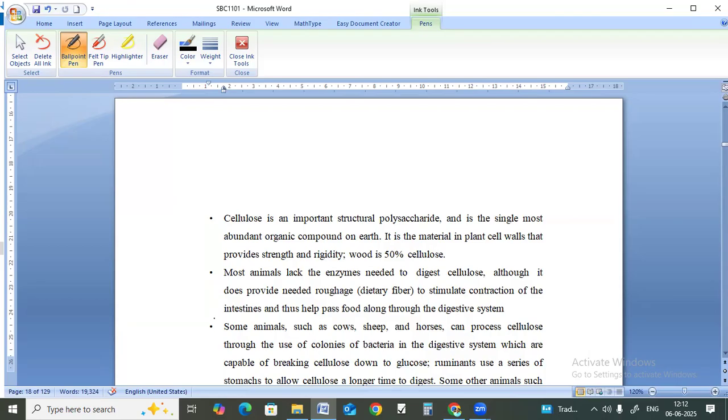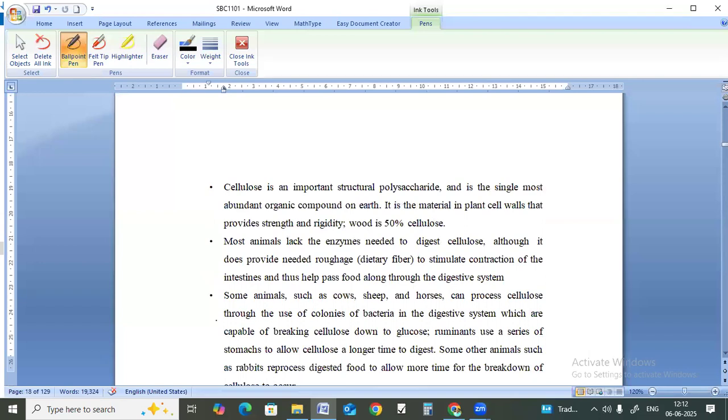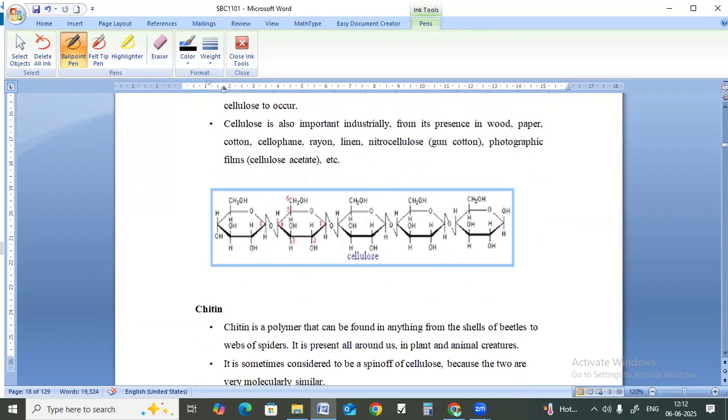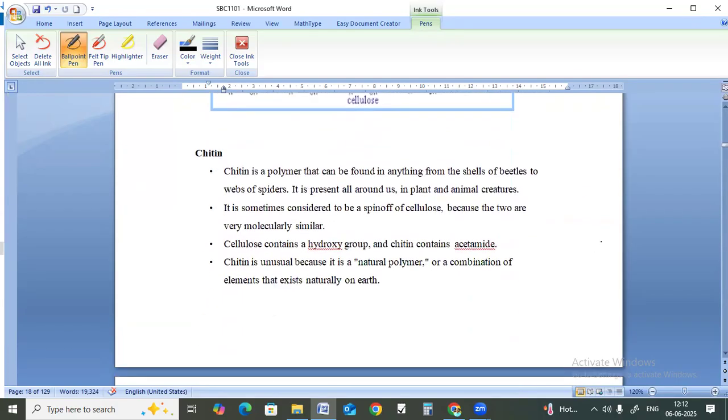Most animals do not have the enzymes to digest the cellulose. Only the ruminants have the cellulase enzyme, which helps to break down the cellulose. This cellulose is also important in the industrial area because it is used in wood, paper, cotton, cellophane, and these industries.